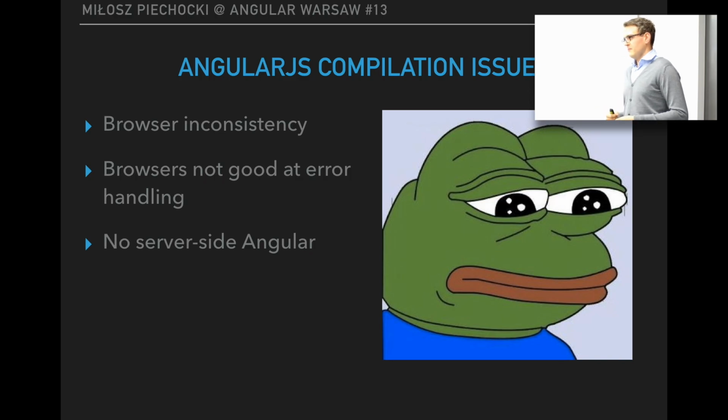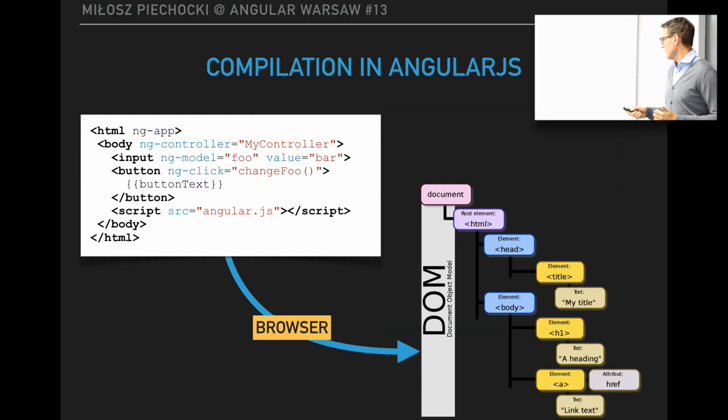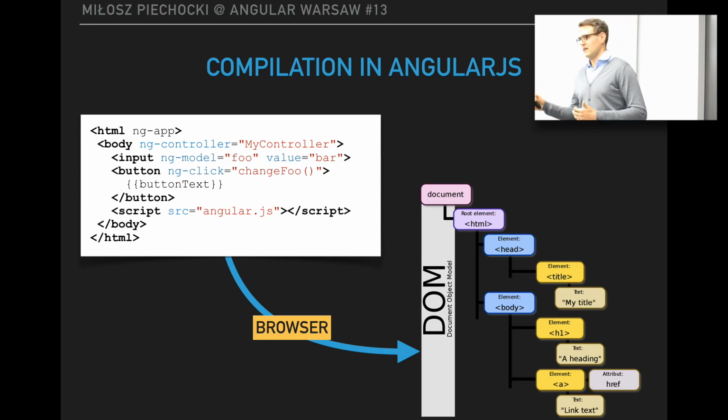So, firstly, the browser inconsistency. Because I forgot the most important thing on this slide, which is that with AngularJS, it was the browser which was responsible for the compilation. Because browsers have to parse the HTML file anyway. So AngularJS just reuses this mechanism of the browser, and it asks for the DOM model, it gets it from the browser directly, and performs the operations on the DOM model.